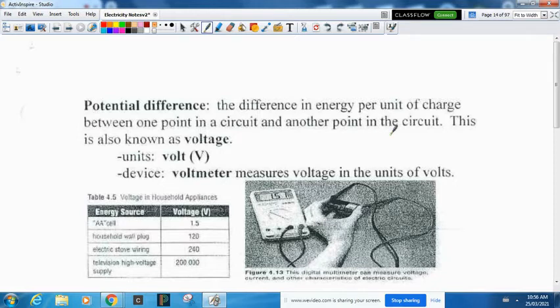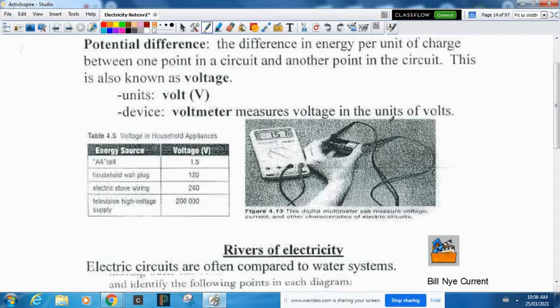Potential difference is another word for voltage. That's the energy difference per unit charge between one point of a circuit and another. The unit for voltage is the volt. The machine used to measure voltage is called a voltmeter. On your multimeter, it means simply that you're setting it up on the setting for measuring voltage and connecting it into the right spots in the meter. And I'll show you how to use those in class.